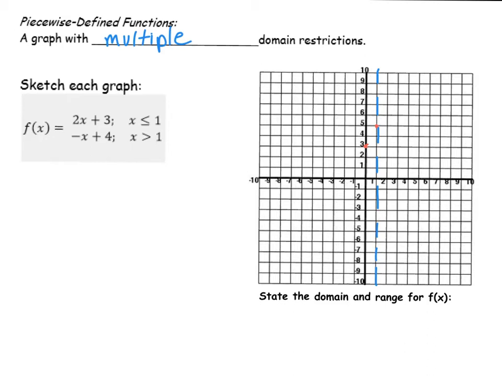Okay, so I can go over to the left because all this space is where this function goes. Anything less than or equal to 1. Okay.